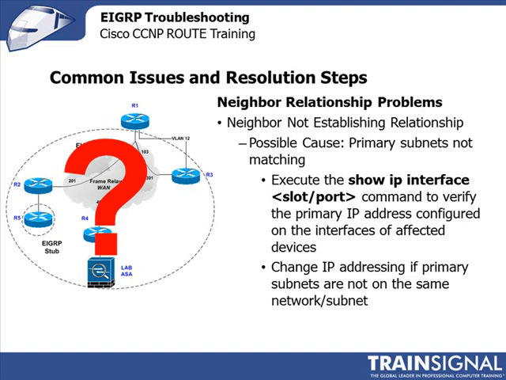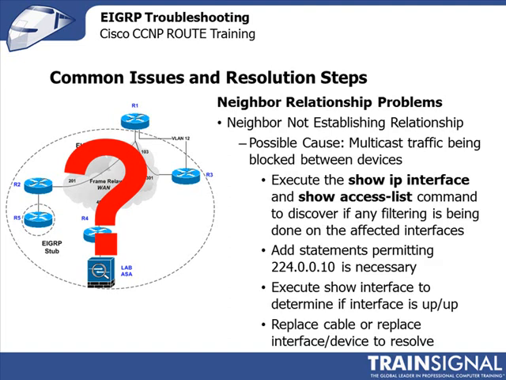If it's not, it's easy to verify. Do show IP interface and you'll actually see the network and mask that's configured, and any secondary addresses as well. You can also do show running configuration and look as well. If it's not on the primary IP, then change it to that. Otherwise neighbor relationships will never form.